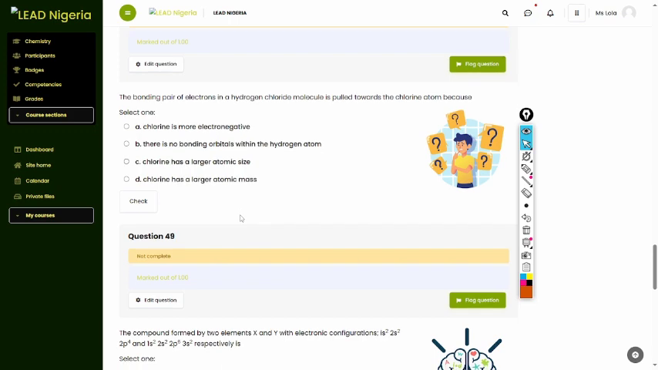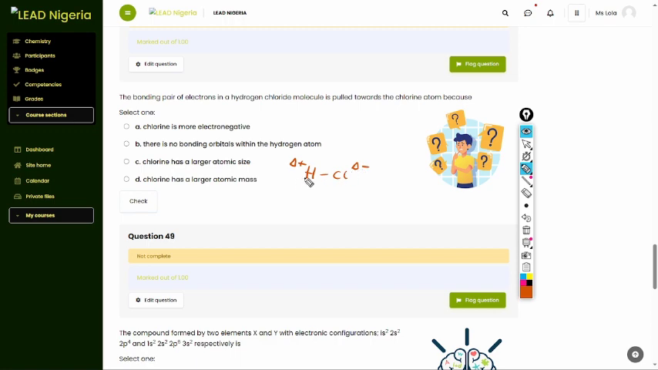Okay. The bonding pair of electrons in a hydrogen chloride molecule is pulled towards the chlorine atom because, so when you have a polar compound, okay, a polar compound is formed when the ends of the molecule are either positively charged or negatively charged. One end is positively charged and the other end is negatively charged. So if we have a hydrogen chloride molecule this way, this becomes partially positive and this becomes partially negative.